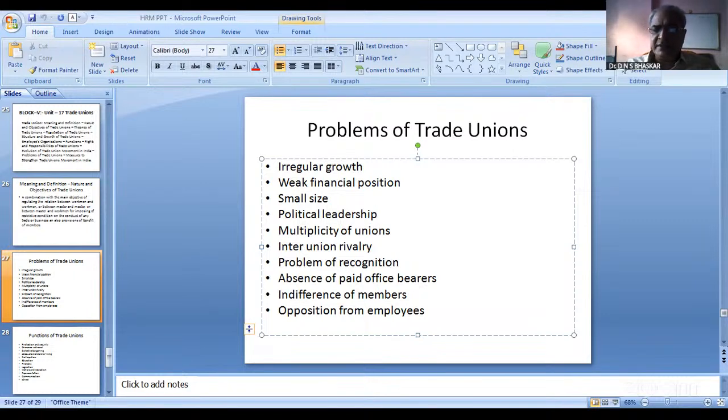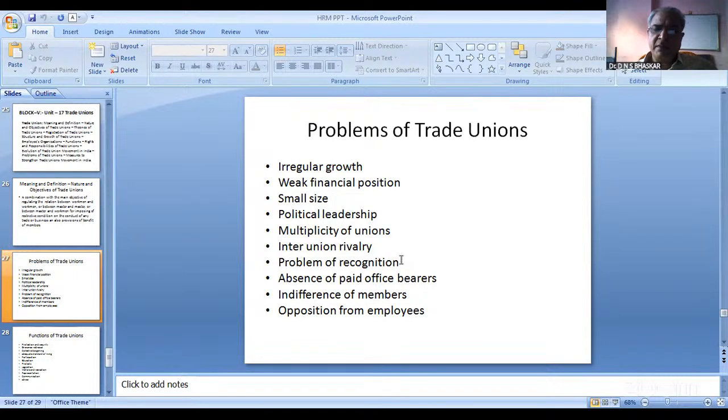And multiplicity of unions, I already told you just now. More unions are there, and then inter-union rivalry is also another important problem. Inter-union rivalry means one union is always fighting with another union. There is a problem between the unions themselves. Actually, trade unions must fight for the benefit of the workers with the management, with the entrepreneurs. But what is happening here? Trade unions are fighting among themselves, on how to gain memberships and how to make their trade union bigger. There is a rivalry among themselves. As a result of that, they are becoming weak again. That is a very, very important issue here.